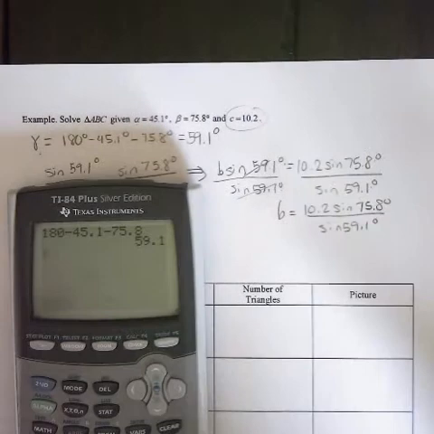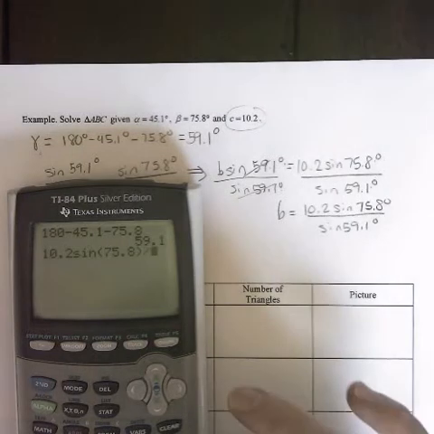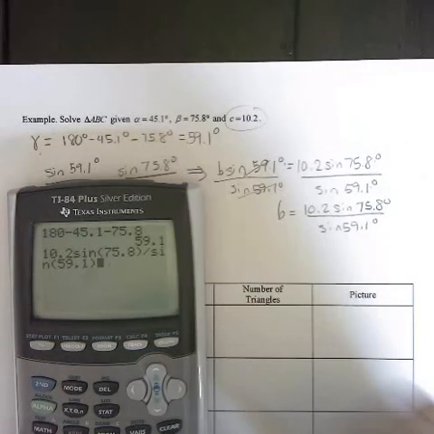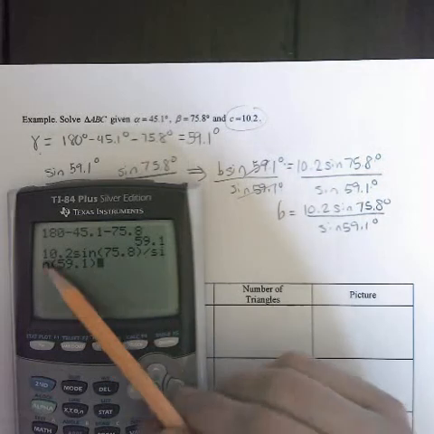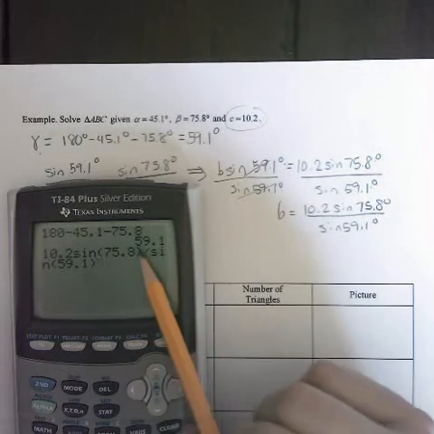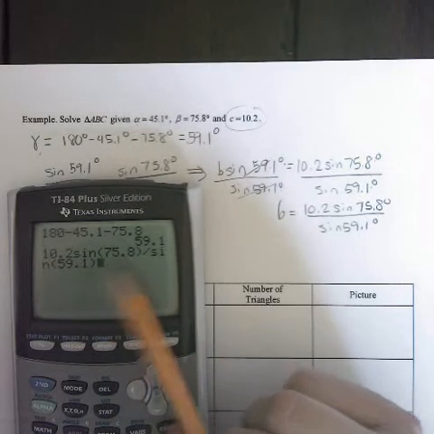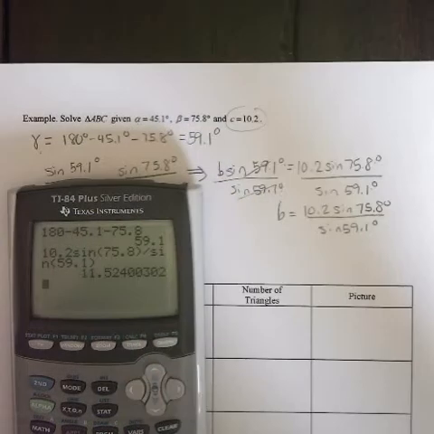So 10.2 sine of 75.8 divided by sine of 59.1. So I have my graphing one, but even if this were scientific, make sure you're closing off this parenthesis, otherwise you're not going to get the right answer. So parentheses around this, it knows to multiply. All right, equals. So that's approximately 11.5.